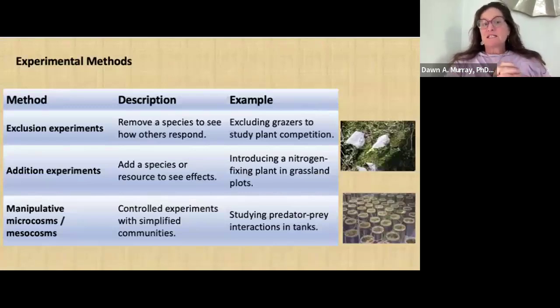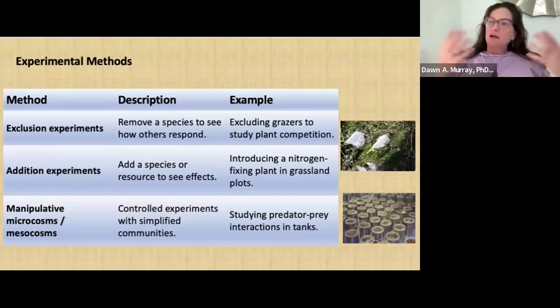All right, let's talk about some experimental methods. So I gave you the example of an exclusion experiment. That's when you remove a species and you see how the others respond. So a lot of times you remove grazers and you study how plants compete when a grazer isn't there. Or sometimes you can remove a predator and see how the prey changes their abundance or growth patterns.